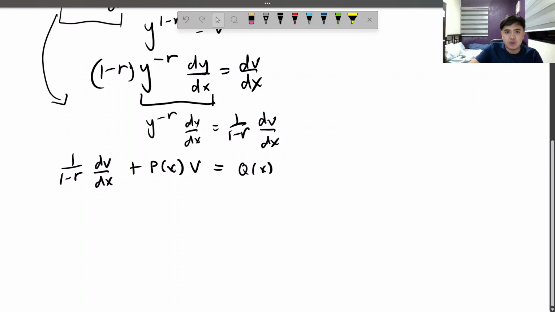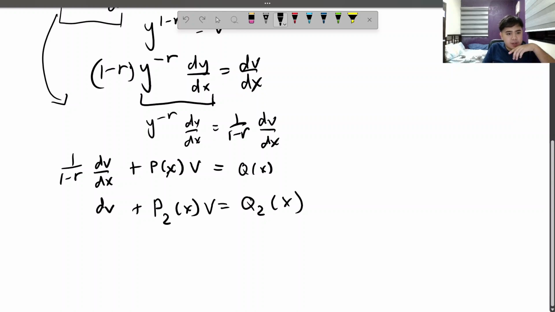Now, p of x and q of x, they can be any function you can think of, which is in x. So, if I multiply 1 minus r to both sides here, this will result in a different function that is also just a function of x. So we can say, I don't know, let's just say this is p2 of x. So it's just another function, but this has a different name. Then similarly, let's denote this as q2.